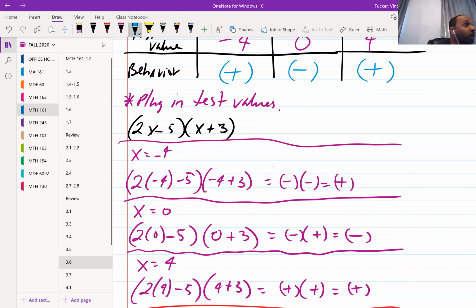Remember, your goal is to figure out how does your graph or how does your equation behave within these intervals. Are you getting positive values or negative values?